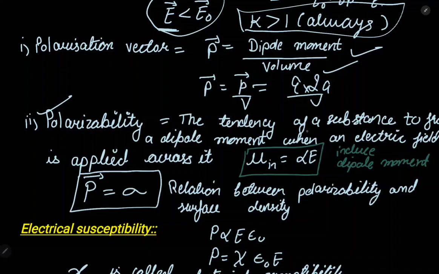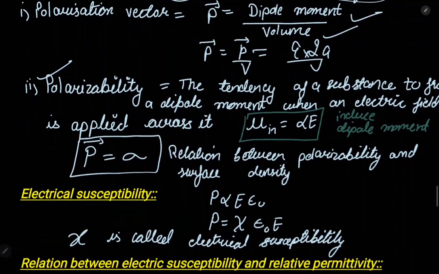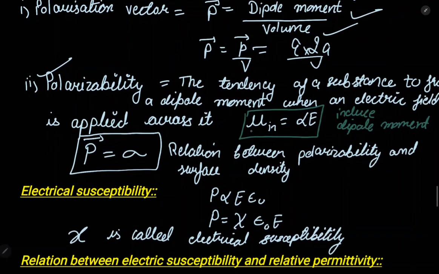Polarizability, the tendency of a substance to polarize, is called polarizability, and it is equal to alpha into E, where E is the applied electric field. So we can say that polarizability depends upon the applied electric field. Polarizability is also proportional to the surface charge density. The more charge on the surface, the more polarization.